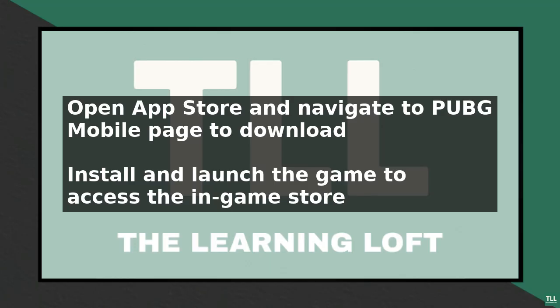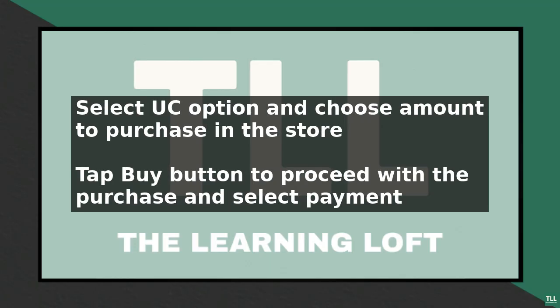In the store, select the UC option and choose the amount you want to purchase. The UC prices will be displayed, and you can select the package that suits your needs. Tap the Buy button to proceed with the purchase. You will then be prompted to select a payment method. Tap the Use Apple ID balance option to use your Apple gift card funds for the purchase.